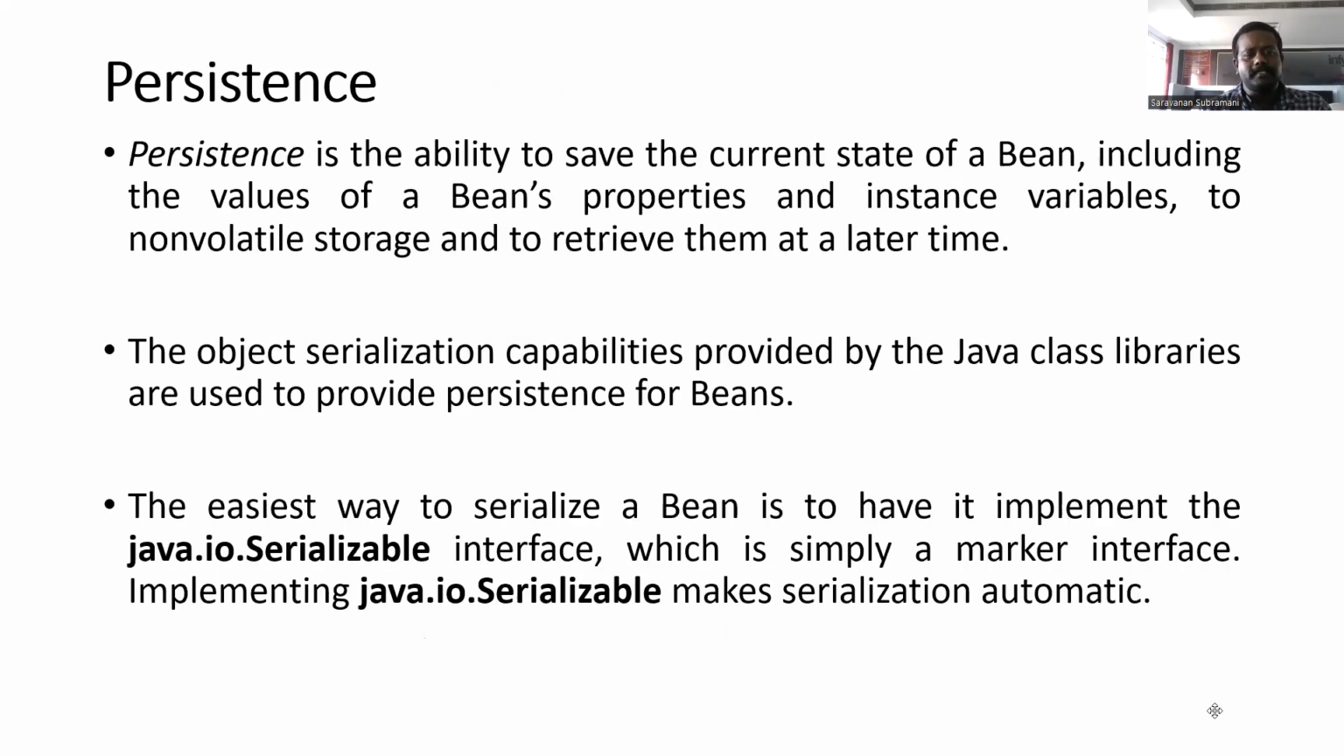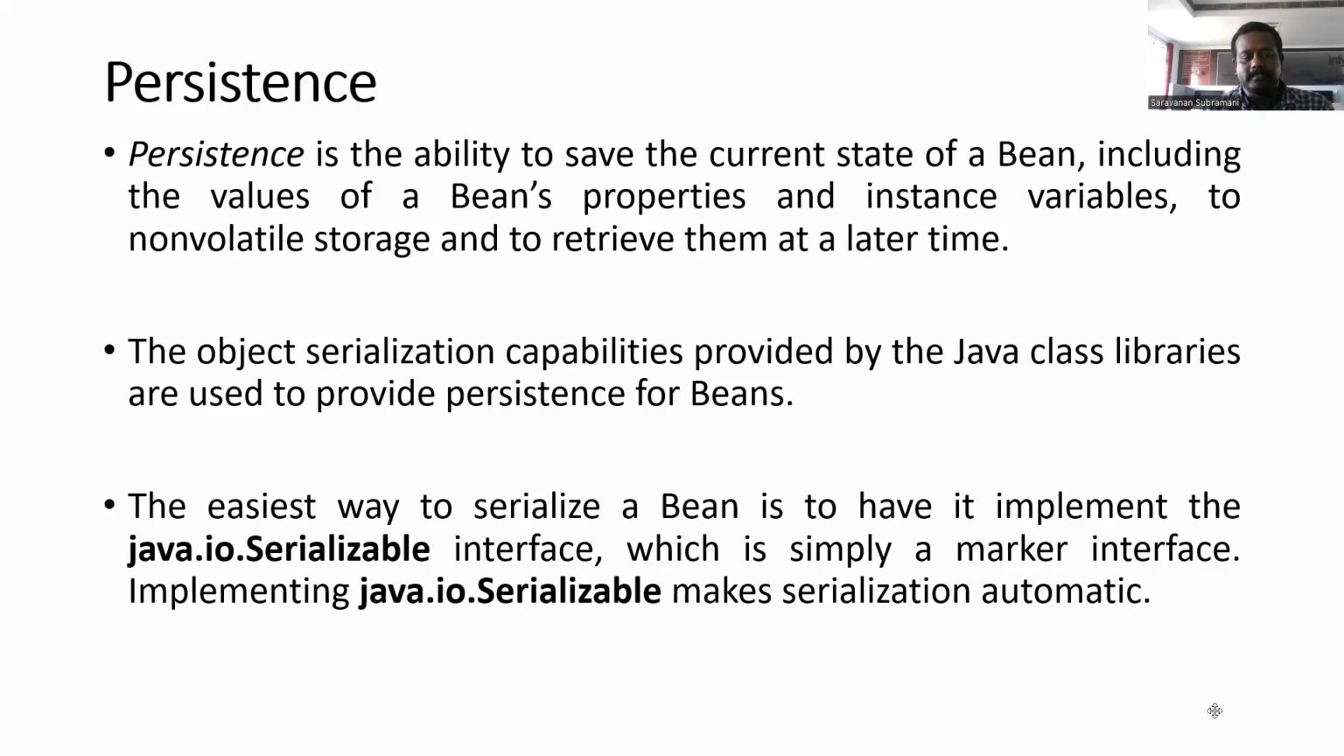So there is persistence in a Bean. Persistence is the ability to save the current state of the bean, including the values of the bean properties and instance variables, to non-volatile storage and retrieve them at a later time too. The object serialization capabilities provided by the Java class library are used to provide the persistence for the bean.